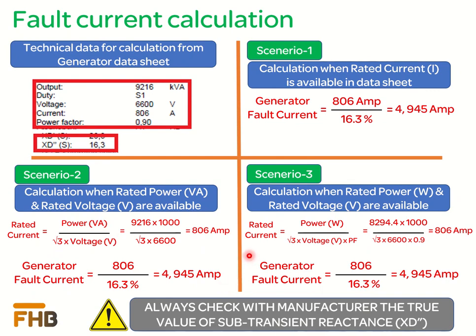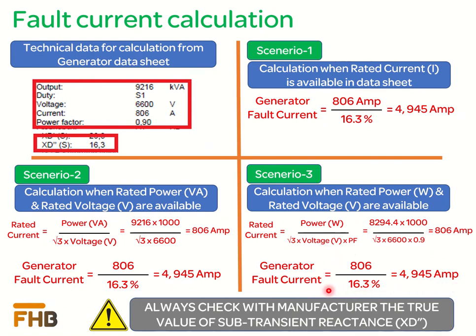In the third scenario, we will calculate the rated current from rated real power in watts. Therefore, we also need the value of rated power factor. Again, first we will calculate the rated current and then the short circuit contribution of the generator.